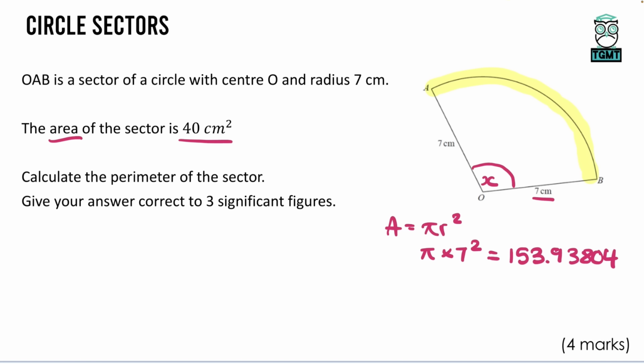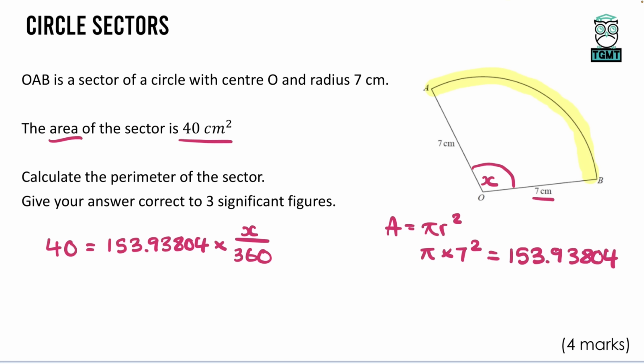So we could say, well, 40, the area of a sector, is equal to pi r squared, or pi times 7 squared, or 153.93804, multiplied by the proportion or the fraction of the full circle, x over 360. So that's one way that you can do it. I do quite like this way because it works every time. Or we could think of 40 as a fraction of 153.